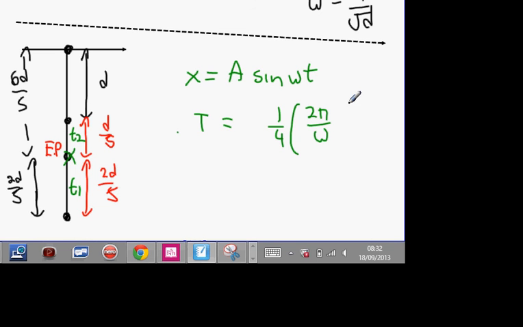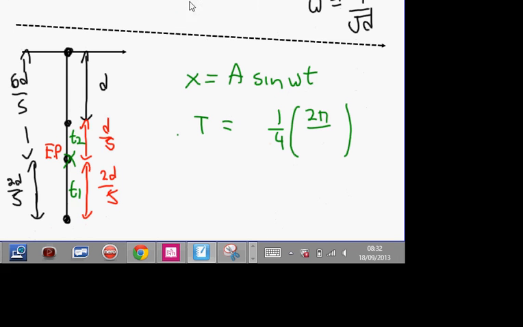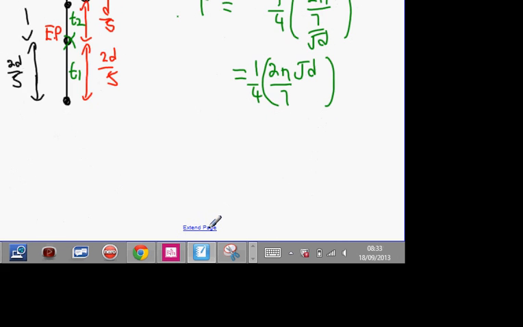2 pi over omega. And what's 2 pi over omega? Omega is 7 over root d. And what that will become is 2 pi divided by 7 multiplied by root d divided by a quarter. And this will become, anybody know this? It's going to become pi root d over 14. That is T1. Is everybody happy with T1? Now I'm going to do T2.